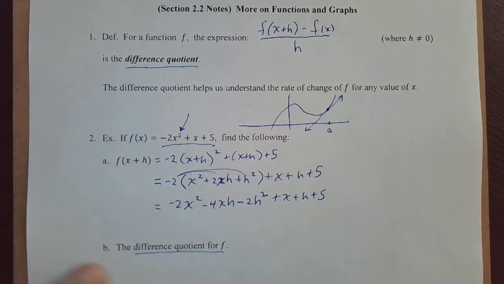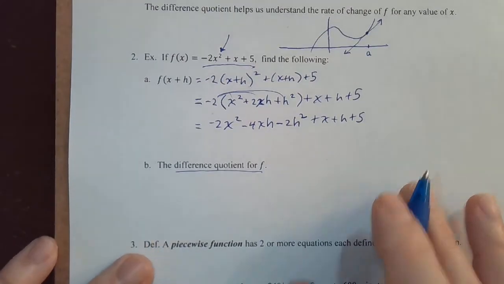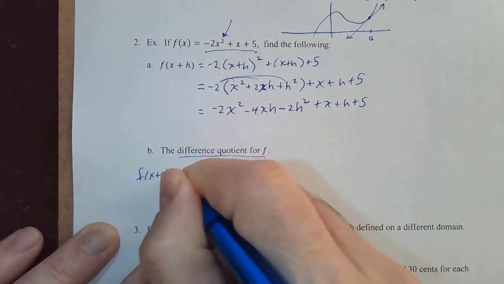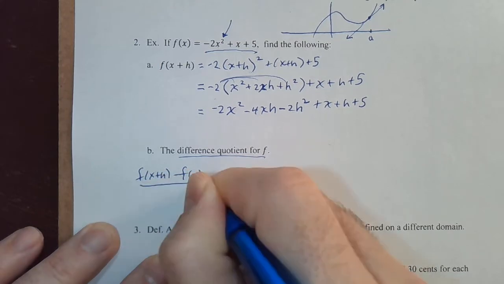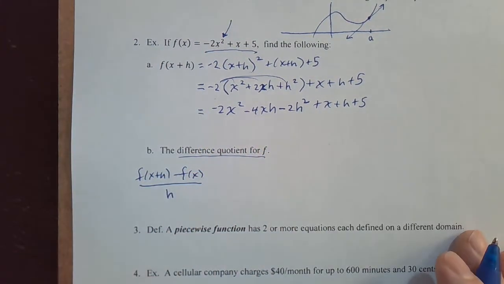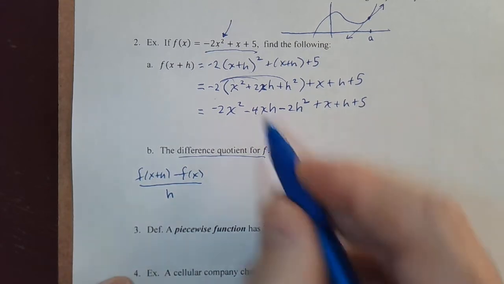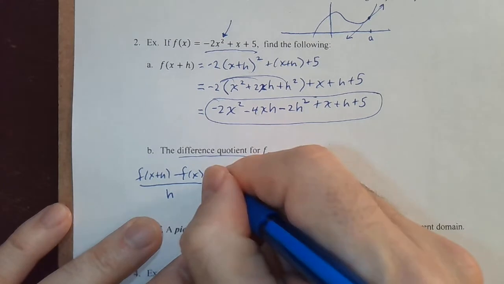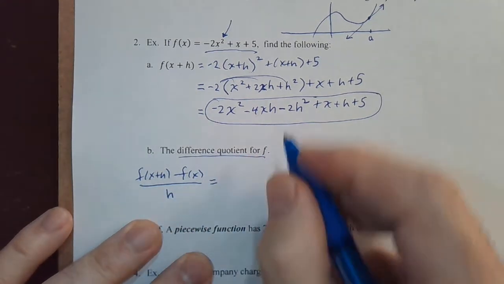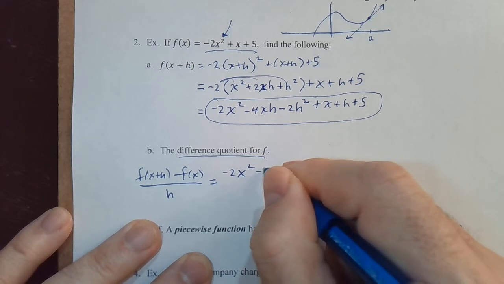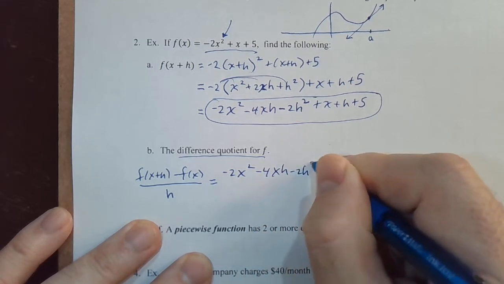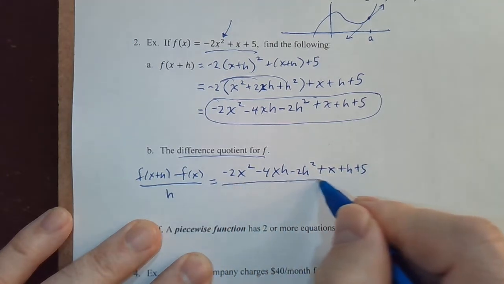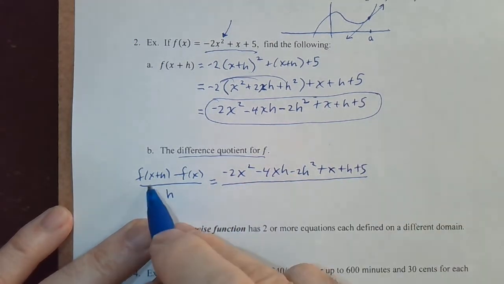All right, so what is the difference quotient? Let me write down the formula again. What we want is f of x plus h minus f of x all over h. Well, this part right here, all of this is f of x plus h. So let me write that down just for this portion, f of x plus h. Negative 2x squared minus 4xh minus 2h squared plus x plus h plus 5. Oh yeah, that's just f of x plus h.